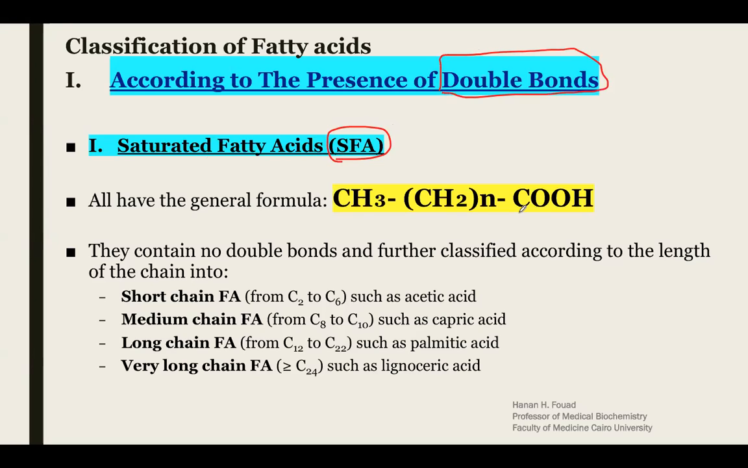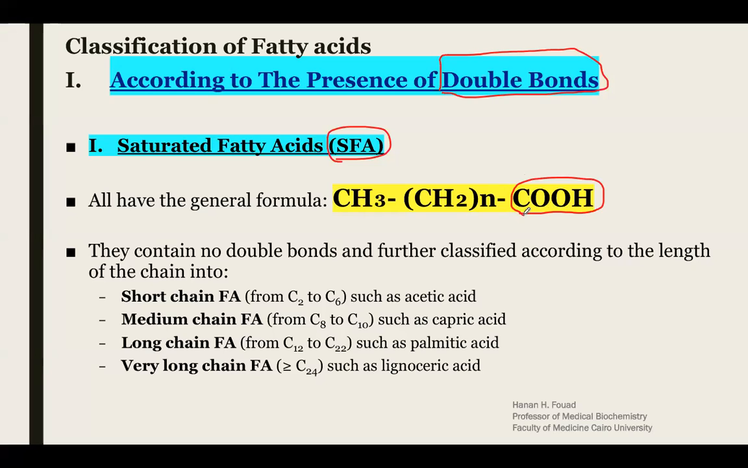Any fatty acid is not branched. There is no branched fatty acid. If you find an organic acid which is branched, this is not a fatty acid. This is an organic acid. So a fatty acid has a straight chain. It should have a carboxyl group. Another unique feature: one carboxyl group only.